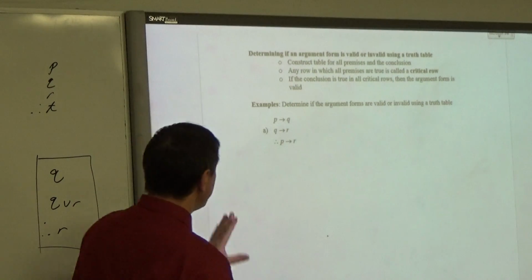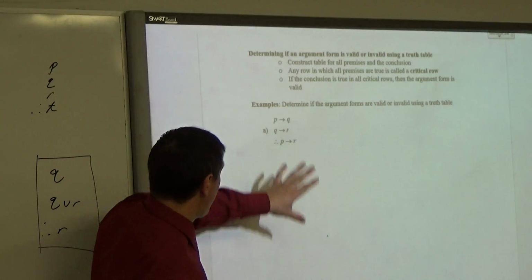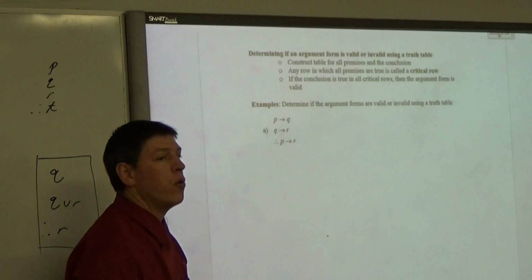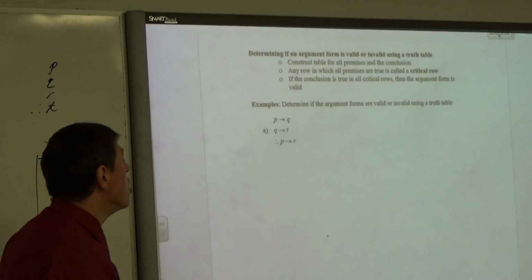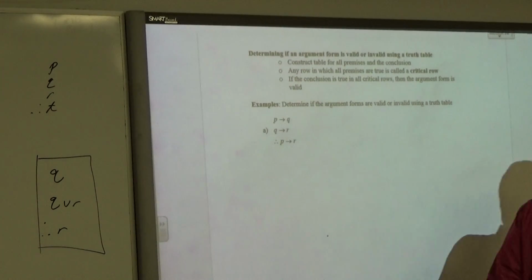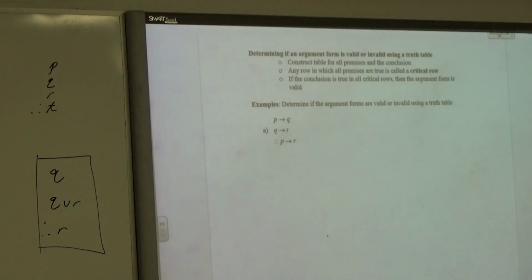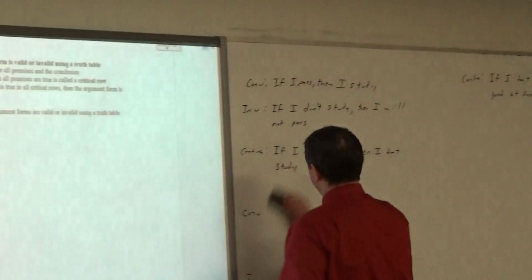So let's go through this one, and then I'm going to let you try letter B on your own, just in case you see it on homework or see it again on a test. Let's just make a truth table for letter A. So, we're going to have our 8 rows.